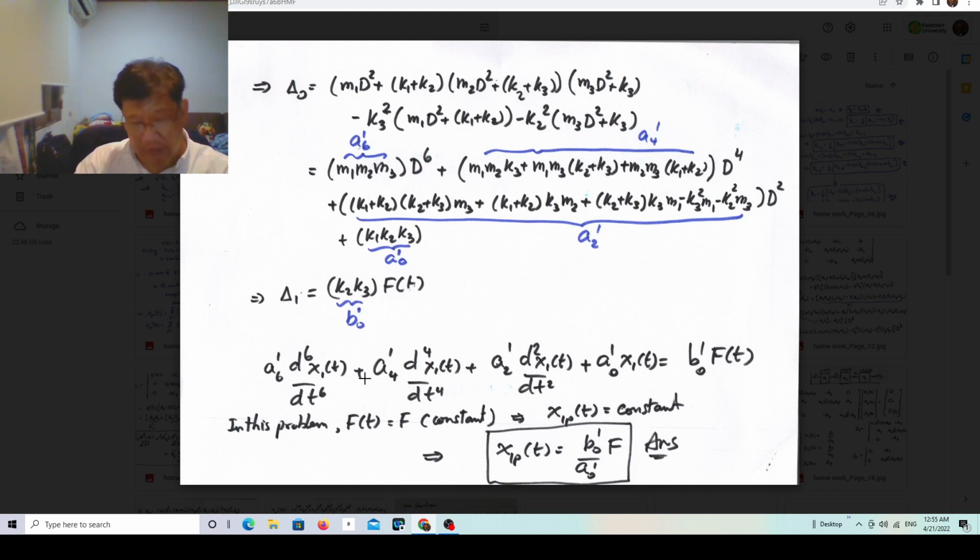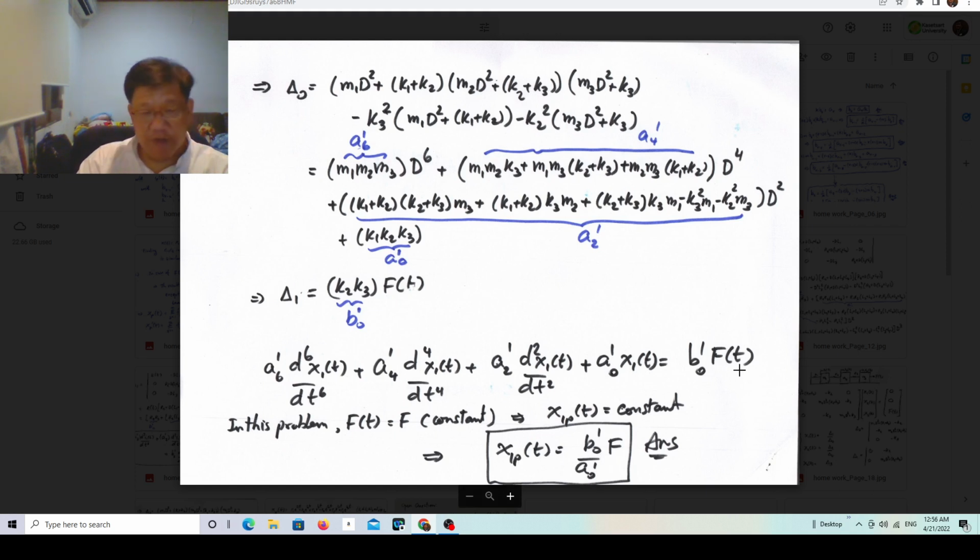And in this problem, I try to simplify for you: suppose that f of t is not a polynomial function, it's just a constant. Since this is a 6th order equation, you need 6 initial conditions, which are x at order 0, first order, second order, third order, fourth order, fifth order. So you need up to the 5th order as the initial conditions. In this case, f of t is a constant force, so once you take the derivative, it's always 0. Therefore you can apply directly, in a steady state condition, the particular solution for the displacement of mass number 1, which is b pi sub 0 divided by a pi sub 0 times this constant f value.